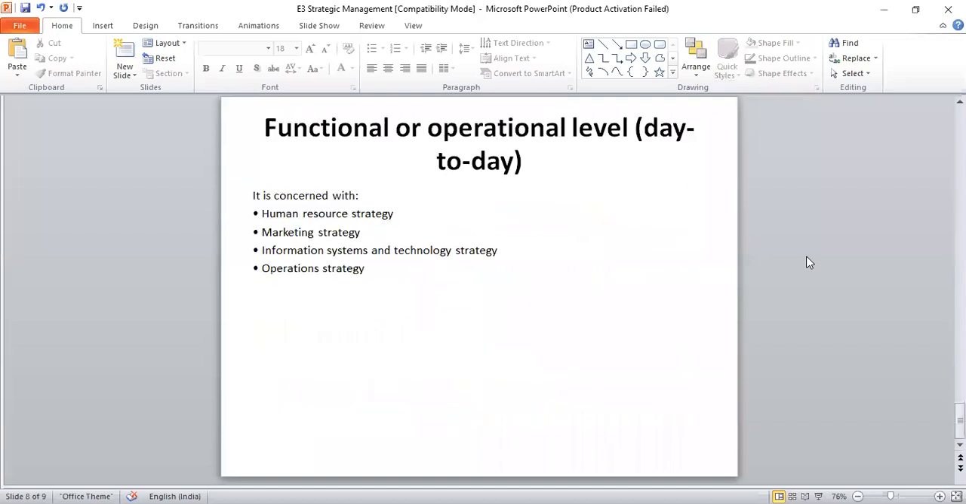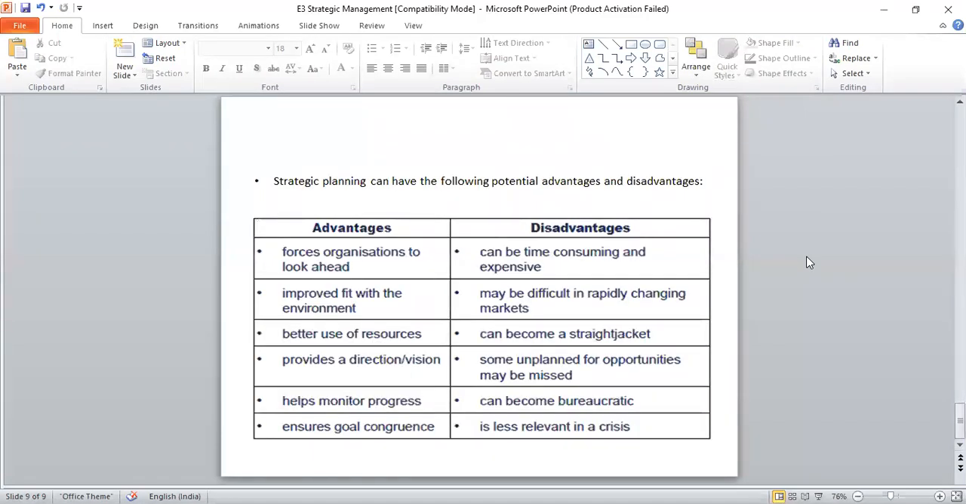So here it talks about how it helps in monitoring progress, continuous monitoring. Monitoring happens when they compare their implementation with the plan, with the strategy. So monitoring is constantly comparing the actual implementation with the planned strategy. Then it ensures goal congruence. That's a term. Goal congruence means when everybody works towards the achievement of the same goal.